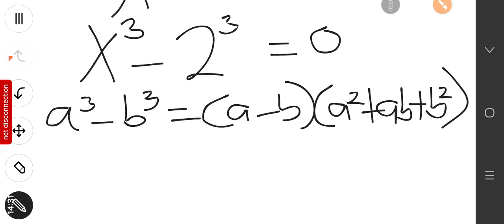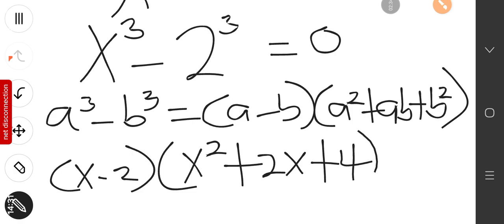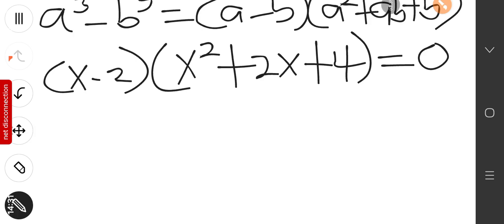Alright, so let's do substitution. So you're going to have x minus 2, and in this part you're going to have x squared plus 2x plus 4 equals 0. So this is what we have.